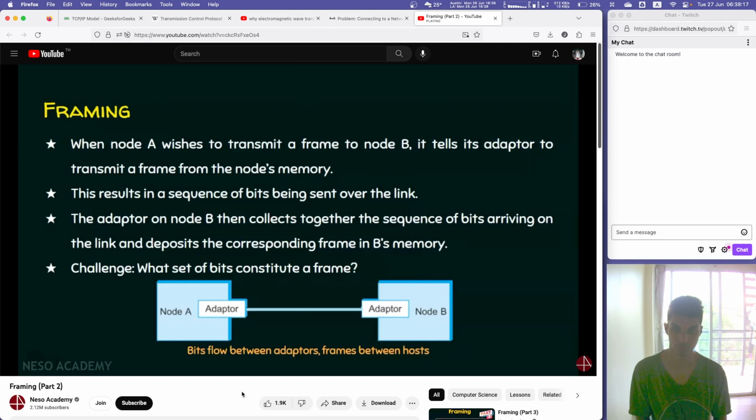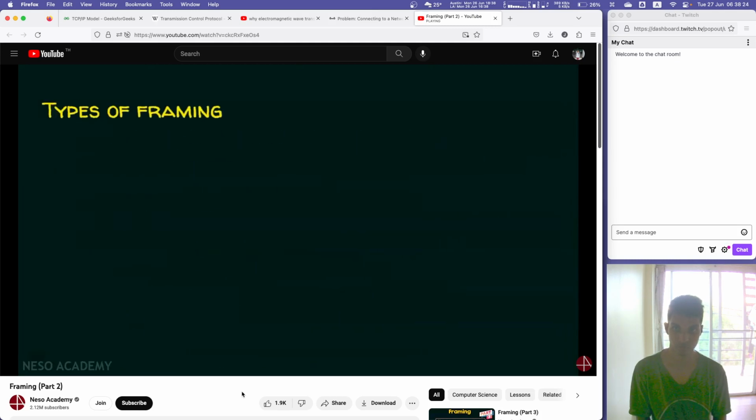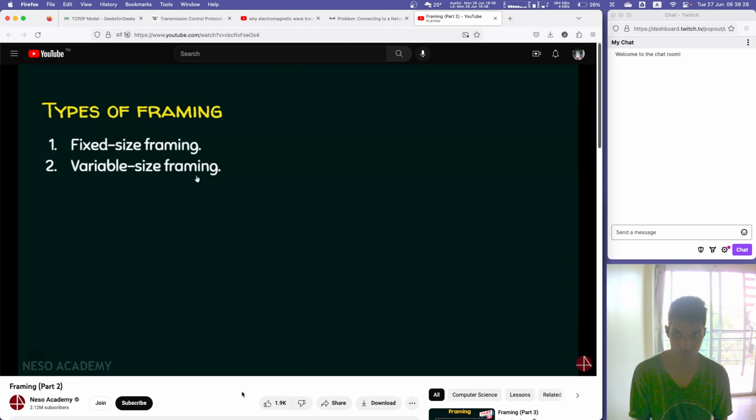What about if the frame size is a variable size? And that is what we are going to see, the types of framing. We have basically two types of framing. One is fixed size framing. Number two, variable size framing. We will see one by one. We will start with the fixed size framing.